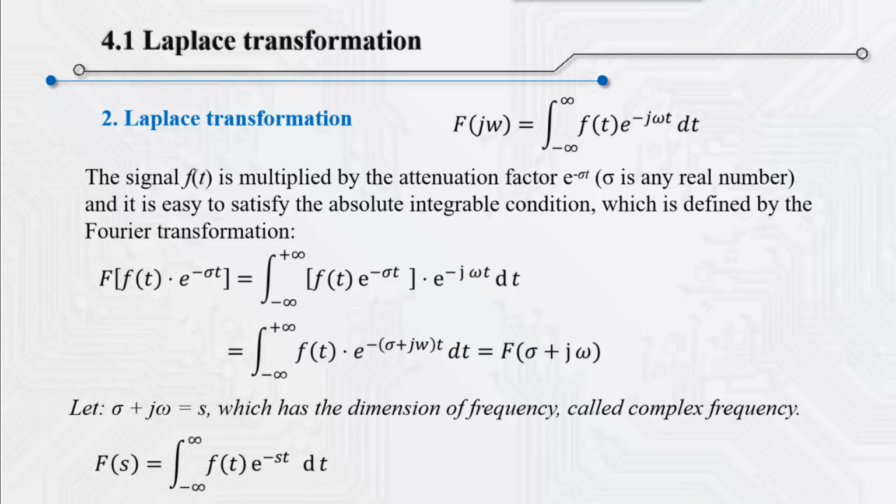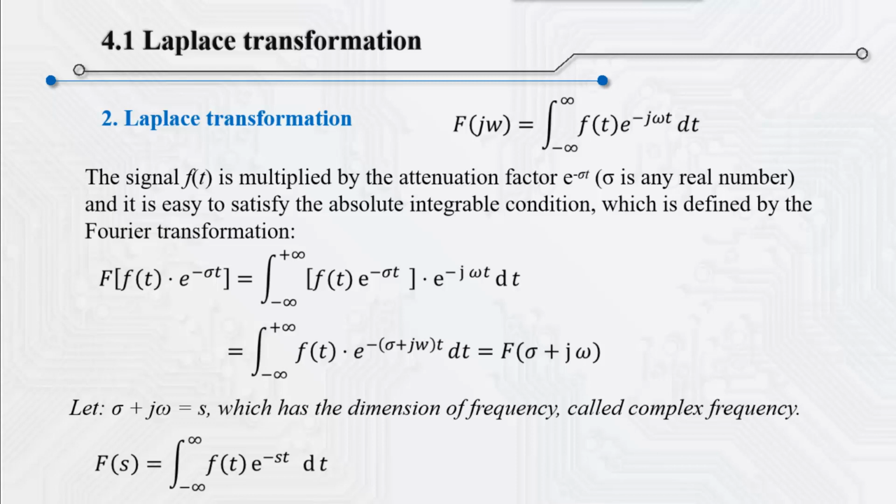If the signal f(t) is multiplied by the attenuation factor, it is easy to meet the integrability condition defined by Fourier transformation. F(jω) equals the integral from negative infinity to positive infinity of f(t) multiplied by the imaginary exponential, here f(t) multiplied by the attenuation factor e to the power of negative delta t. Substitute into the Fourier transformation formula to carry out the Fourier transformation. We will get the Fourier transform of f(t) multiplied by e to the power of negative delta t, as shown in the formula.